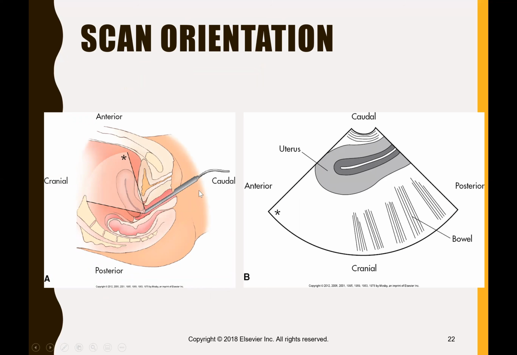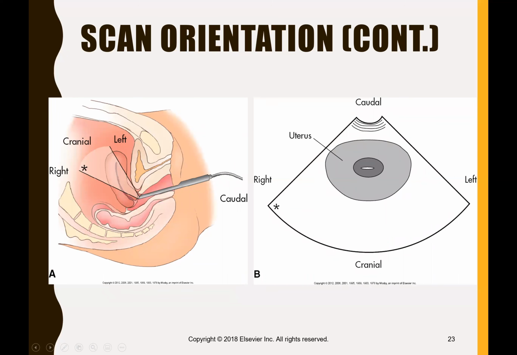And this is showing that the probe goes into the vagina, and the acoustic beam shows the whole uterus here. And this is what it looks like on the screen. Then you will turn the probe to the right, and you will get this beautiful transverse image of the uterus.